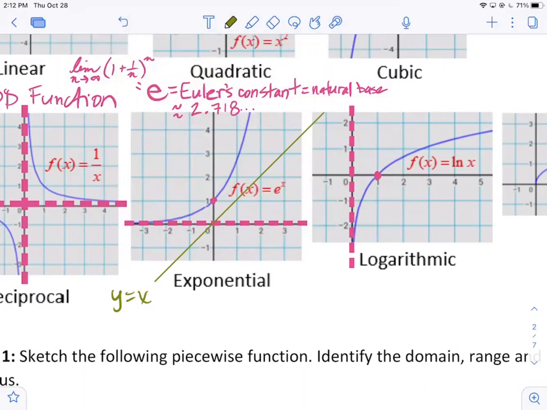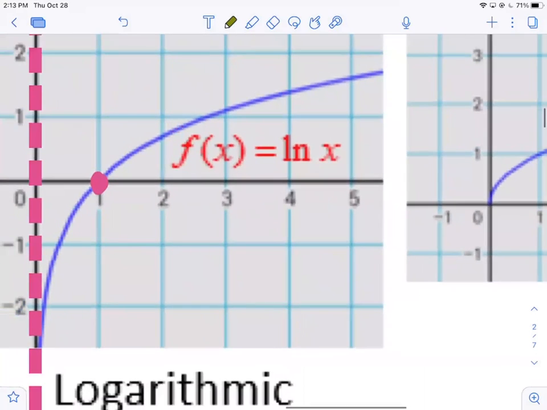Guess what graph you're going to get? You're going to get log. So you reflect it across the line y equals x. Now, why the line y equals x? Because y equals x is its own inverse, and it's also the identity graph. It's your parent function, y equals x. He's pretty important.